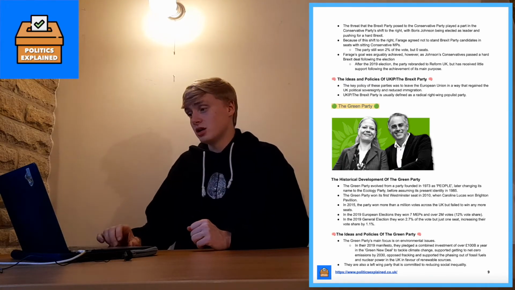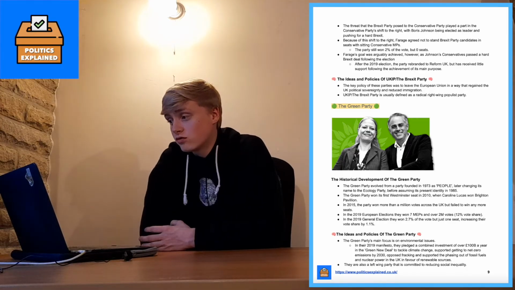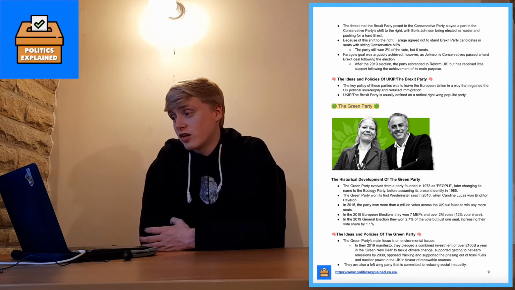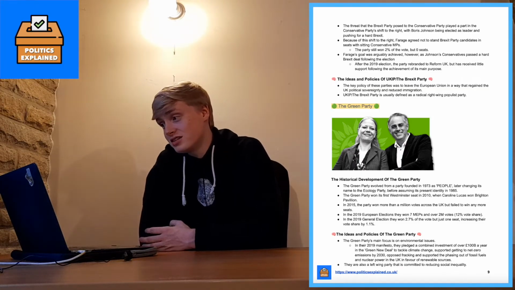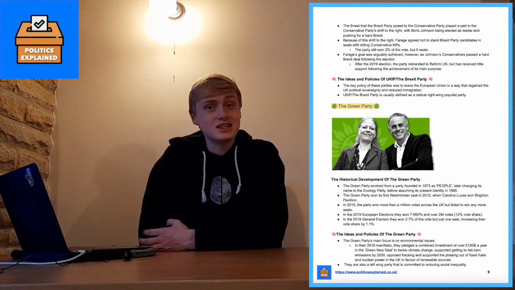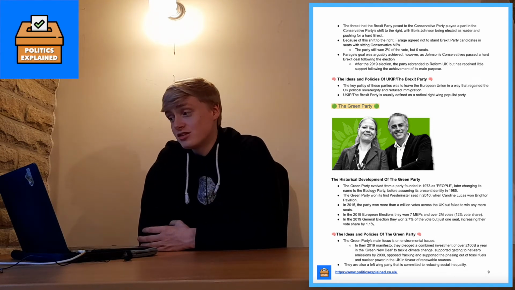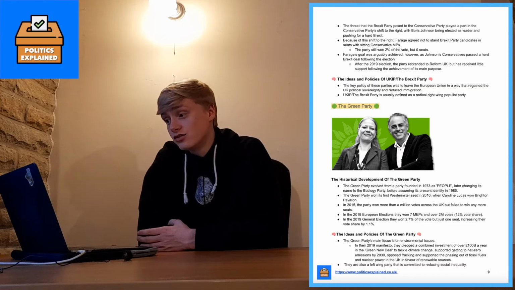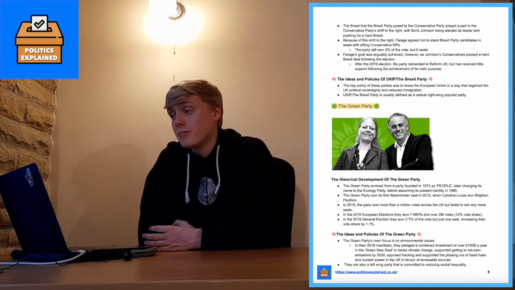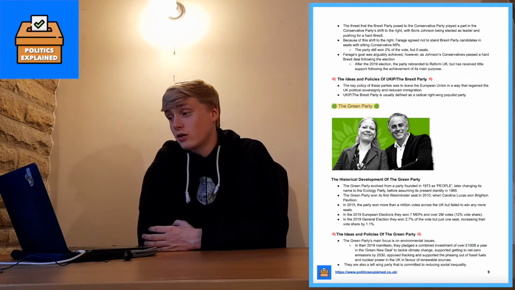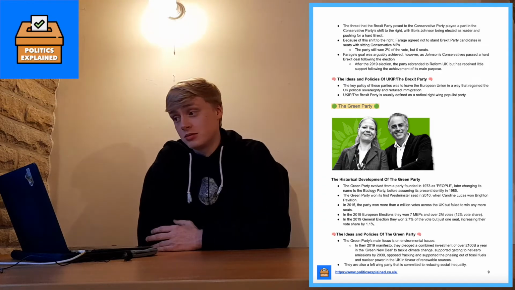Final couple of parties I'm going to look at are the Green Party and Plaid Cymru. So the Green Party evolved from a party founded in 1933 as People, later changing its name to the Ecology Party, before changing its name to the Green Party in 1985. It won its first seat in Westminster in 2010, when Caroline Lucas won Brighton Pavilion. And in 2015, the party won more than 1 million votes across the UK, but failed to win any more seats. So again, minor parties being harmed by first past the post.